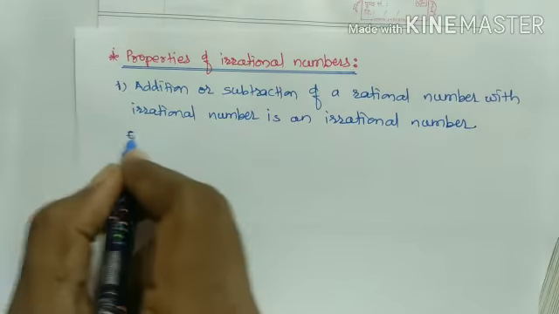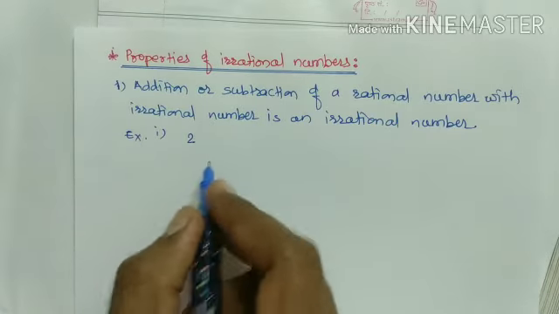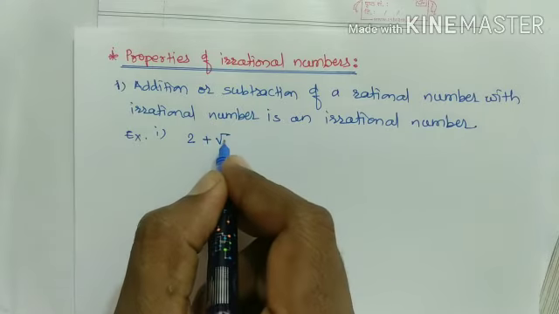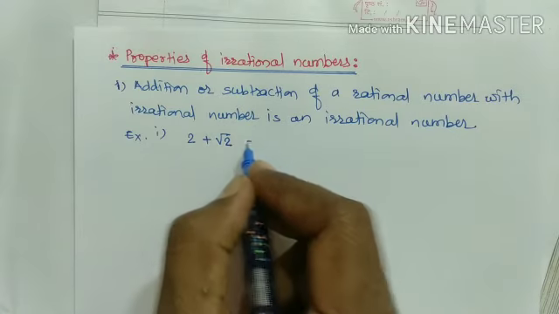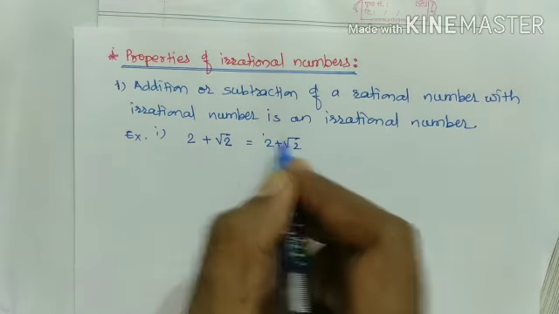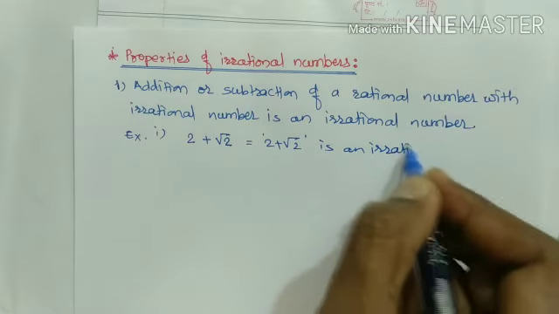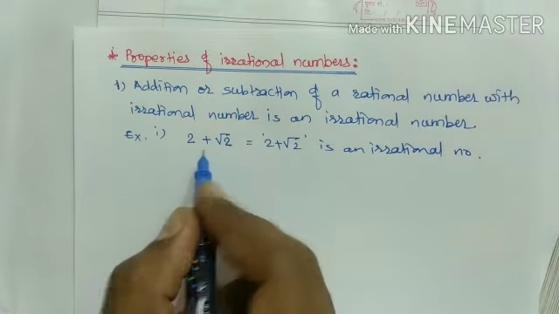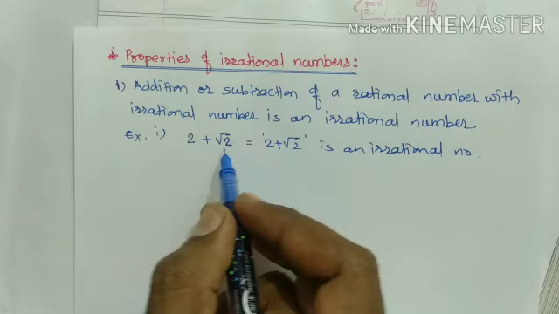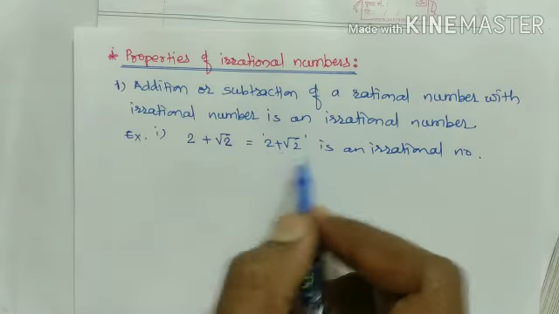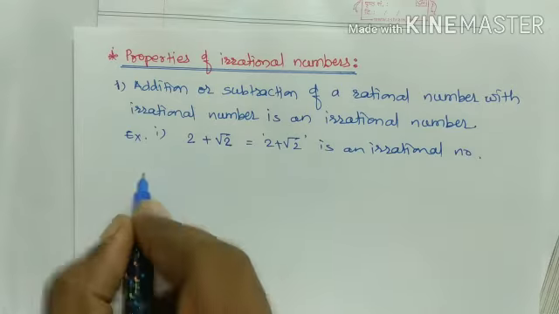See, for example, आपण इथे एक example घेऊया. This 2 is a rational number. When we add this √2, an irrational number, to this rational number, then 2 + √2 is an irrational number. म्हणजे पहा इथं आपण एक रॅशनल नंबर आणि इरॅशनल नंबरची ॲडिशन केलेली आहे. तर ही ॲडिशन जी आलेली आहे इट इज अन इरॅशनल नंबर. म्हणजे रॅशनल नंबर आणि इरॅशनल नंबरची ॲडिशन ही इरॅशनल नंबर असते.